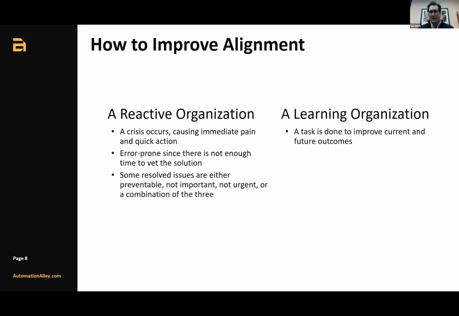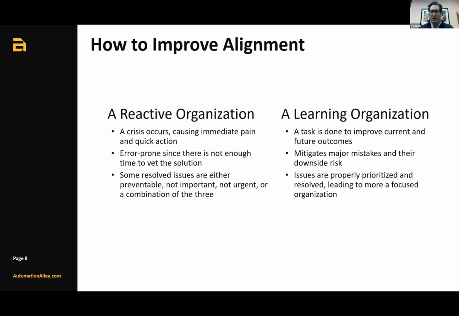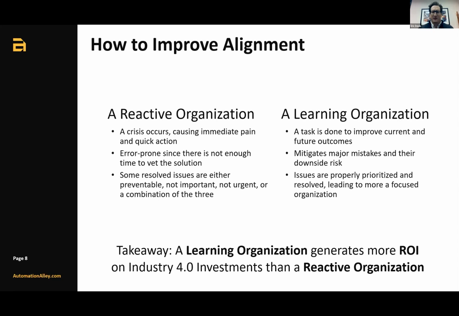For a learning organization, we take a step out to make sure that we're doing tasks that not only improve today's outcomes, but also future outcomes. How do we build scale with each task that we do? How do we mitigate major mistakes in the future and also their downside risks? So we take a step back and we look to see what is going on. And maybe there's a potential downside in the long term, but we're taking a path that can mitigate that. And then issues are properly prioritized and resolved, leading to a more focused organization. The big takeaway here is a learning organization generates more ROI on Industry 4.0 than a reactive organization.